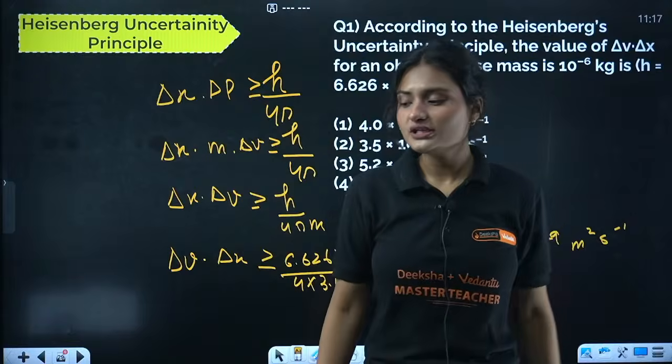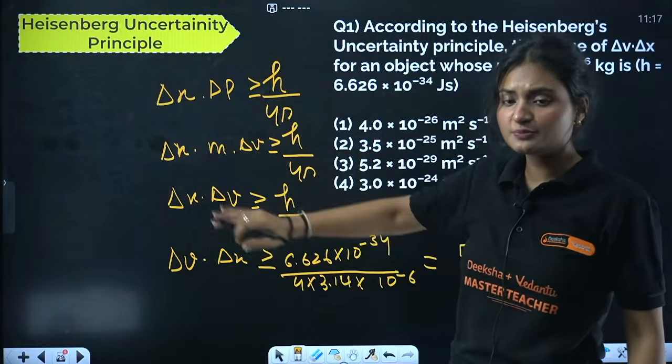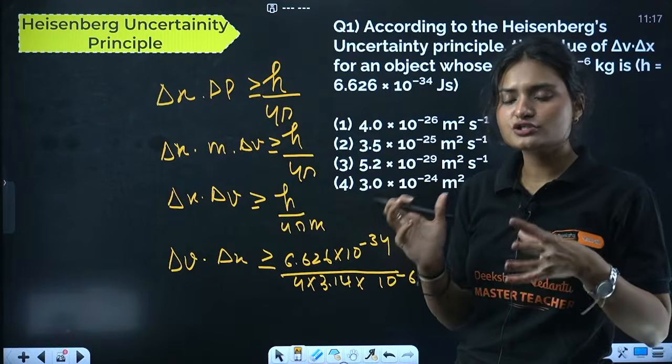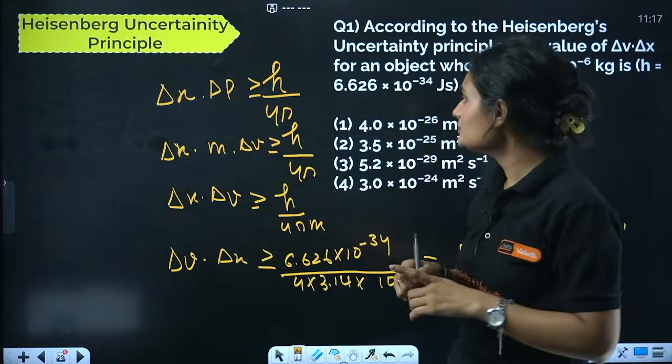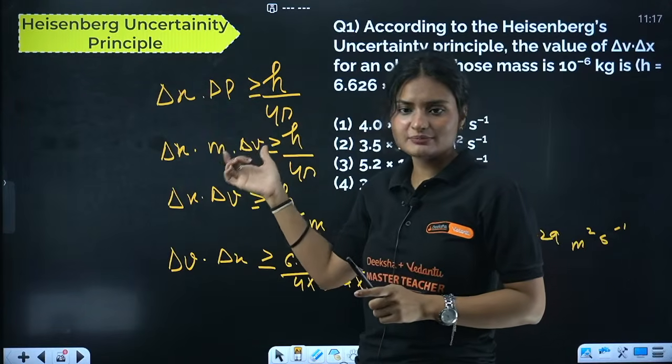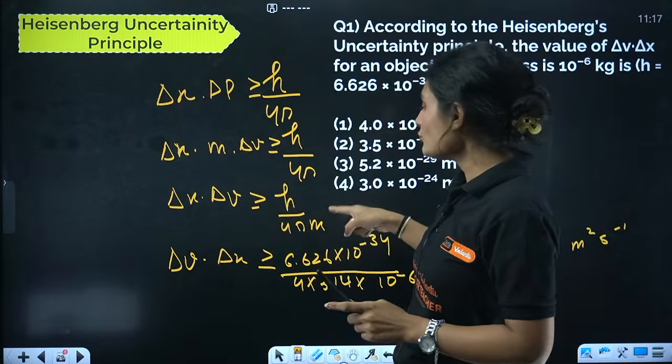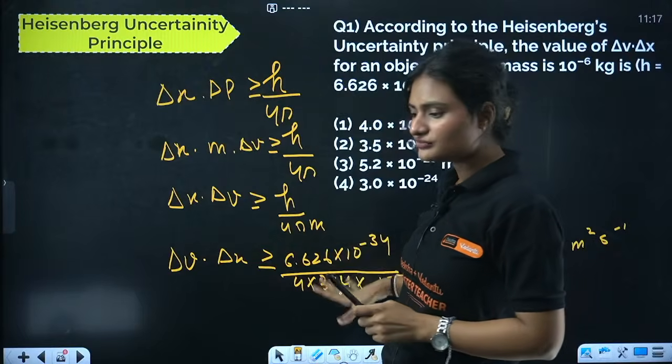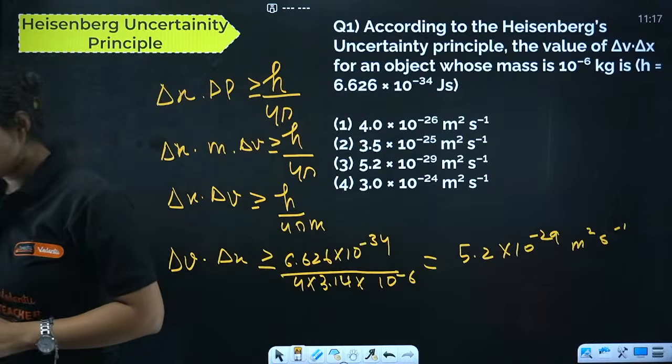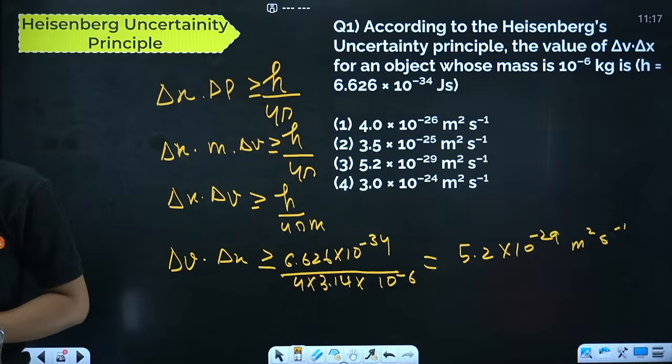We calculated it using the Heisenberg uncertainty principle. We did not know any direct relation between delta V and delta X, so we put the value for momentum, which is m delta V, and shifted the m to the right hand side. That's how we calculated it. Clear?